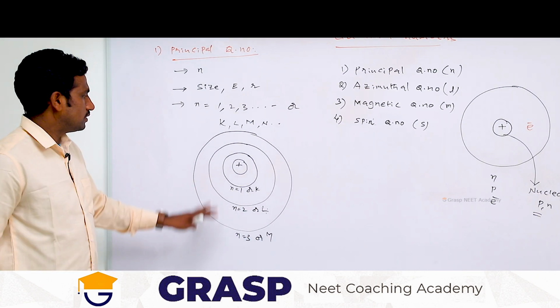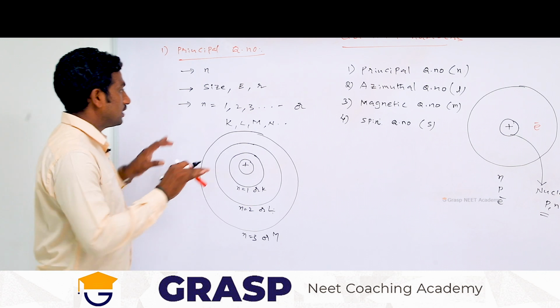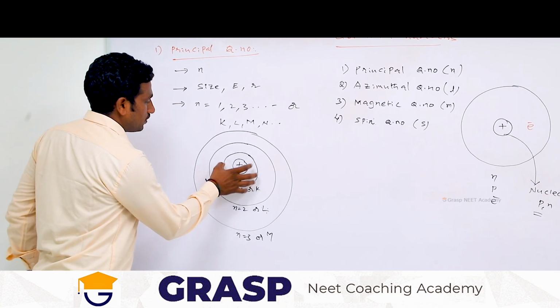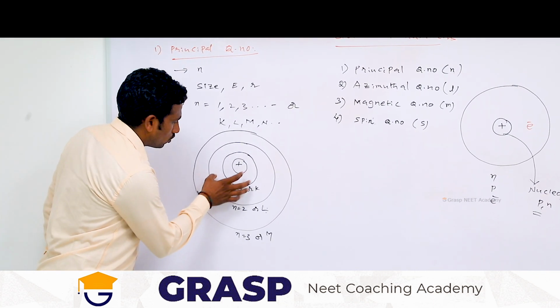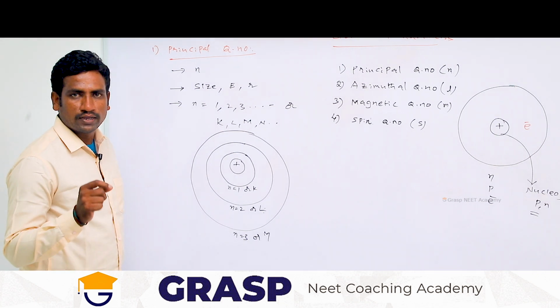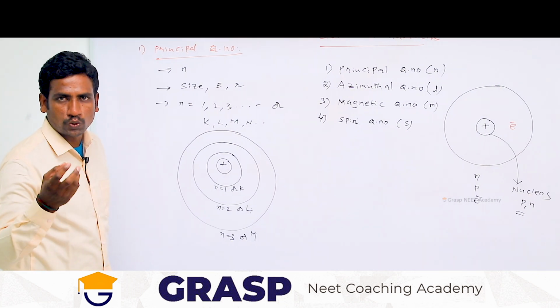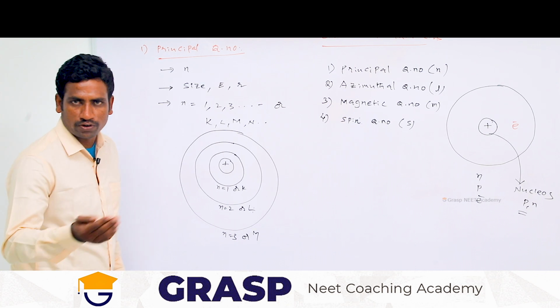K, L, M, like this you can go. What information is the principal quantum number giving? It is giving the size of the atom. If n is equal to 1, it has a small size. If n is equal to 2, it has a somewhat bigger size than the first one.